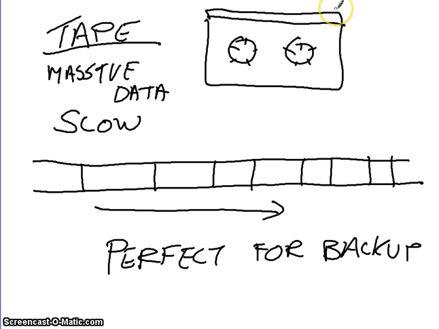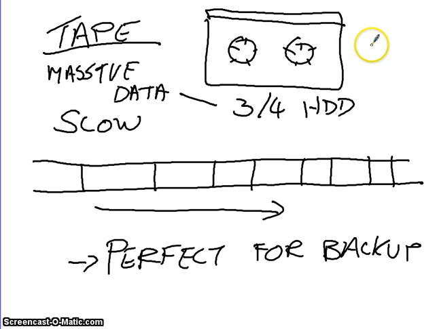Now, massive tape drives. Tapes can store massive amounts of data. We're talking 3 to 4 hard drives on one tape. Now that sounds great, yeah, fantastic, but it's really, really slow. That's why it is perfect for backup. These tapes will probably cost you nowadays about £20. So a £20 tape would last you a long time, and it would store a lot of data.